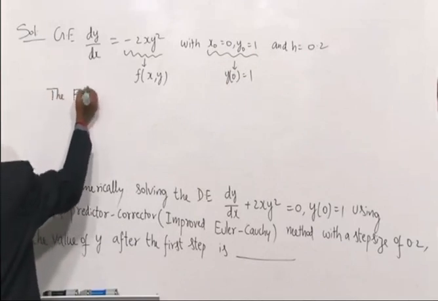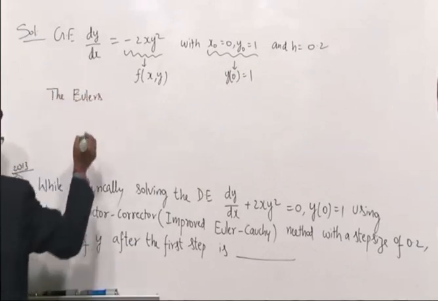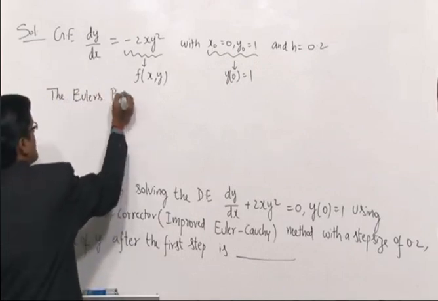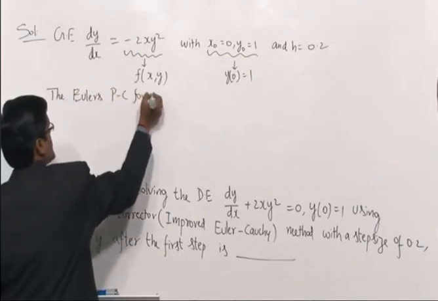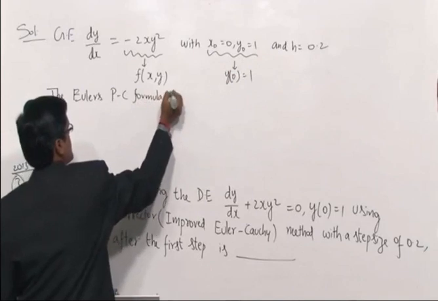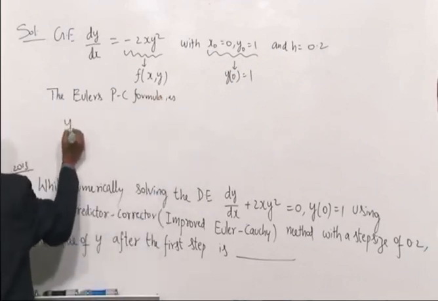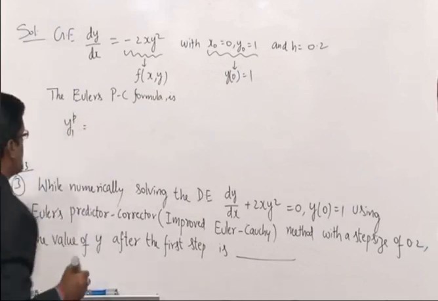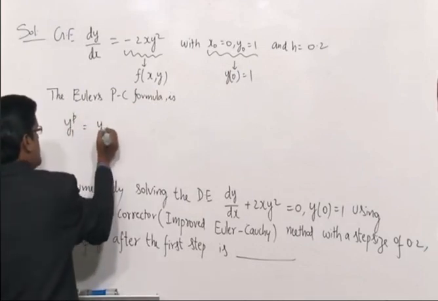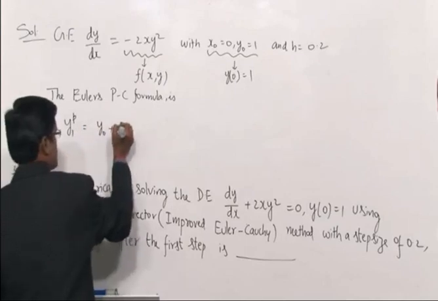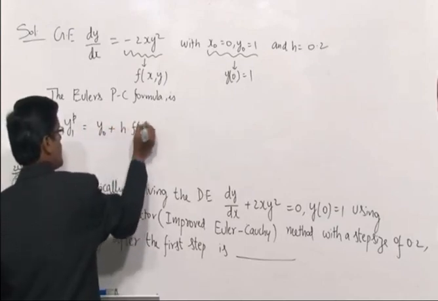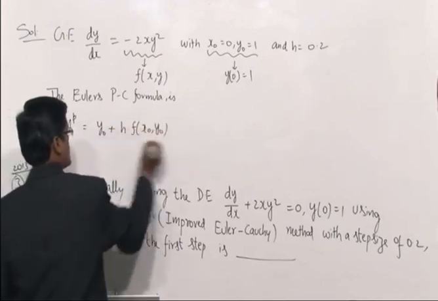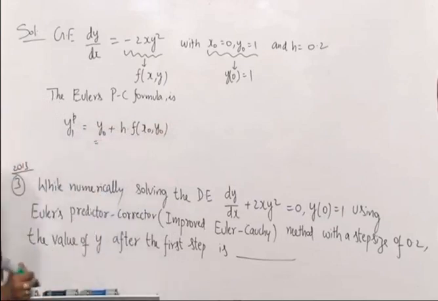The Euler's predictor corrector formula is, first you find initially y1p, what I have discussed earlier before these problems, got by Euler's first order method, forward Euler's method, y0 plus h times f of x0 comma y0. What is y0?